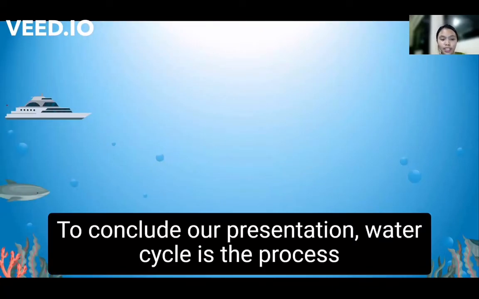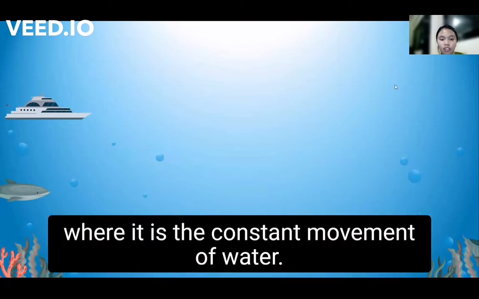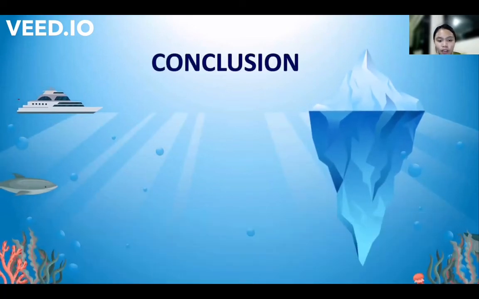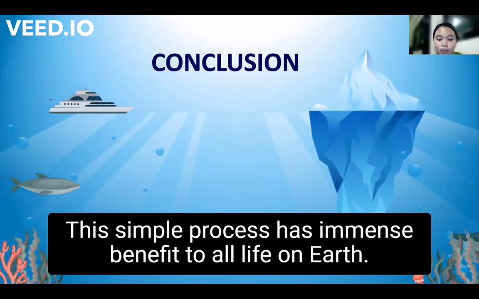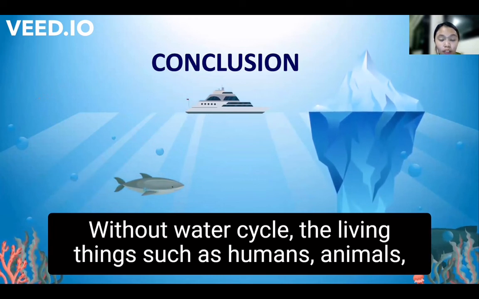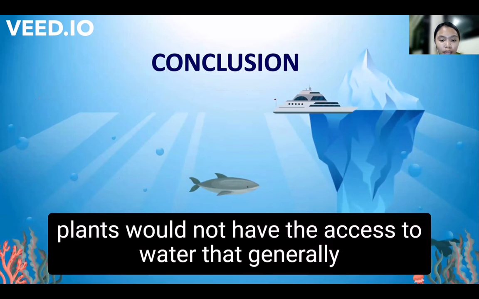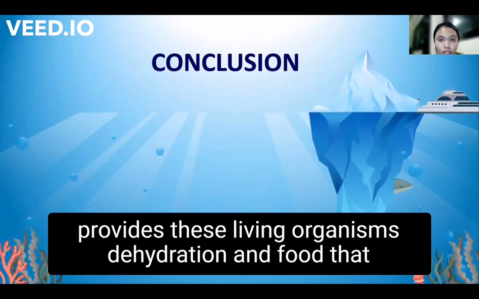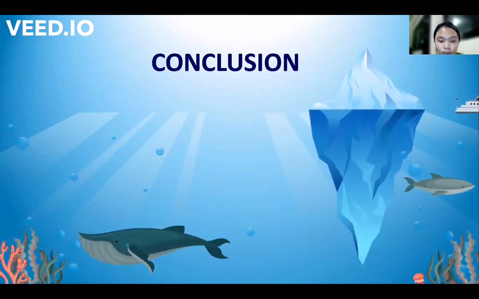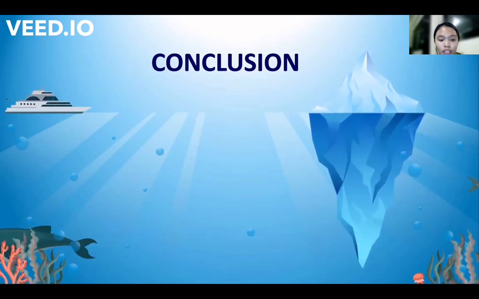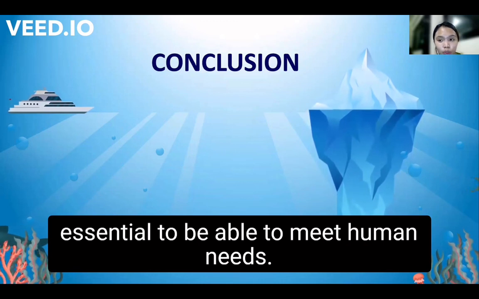To conclude our presentation, the water cycle is the constant movement of water. This is where the changing of the state of matter happens. This simple process has immense benefit to all life on Earth. Without the water cycle, living things such as humans, animals, and plants would not have access to water that generally provides these living organisms the hydration and food that they need. This reliance on the water cycle makes this process essential to meet human needs.